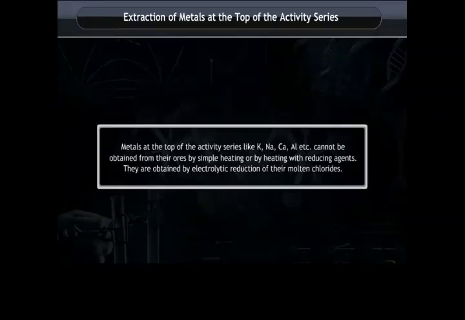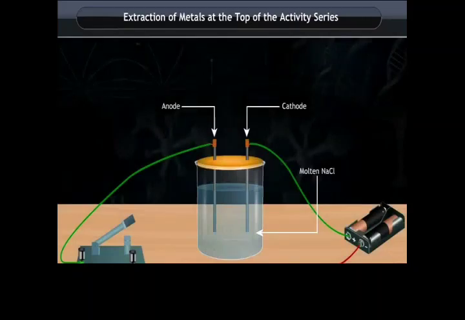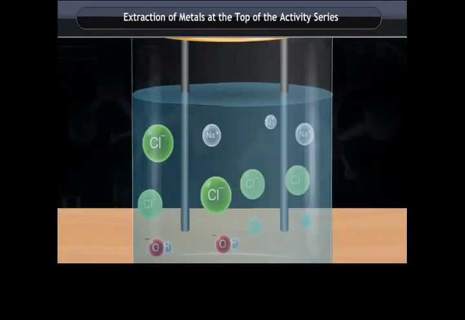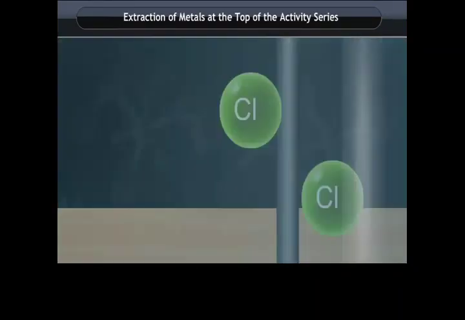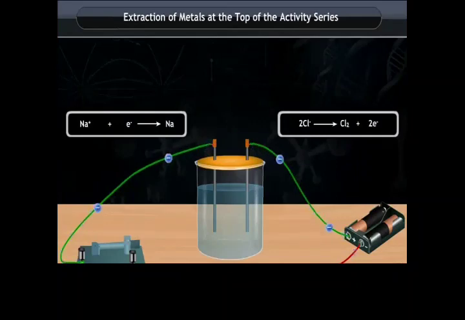Extraction of metals at the top of the activity series. Metals at the top of the activity series like potassium, sodium, calcium and aluminium cannot be obtained from their ores by simple heating or by heating with reducing agents. They are obtained by electrolytic reduction of their molten chlorides. When electric current is passed through molten sodium chloride, sodium metal is deposited at the cathode and chlorine gas is deposited at the anode.